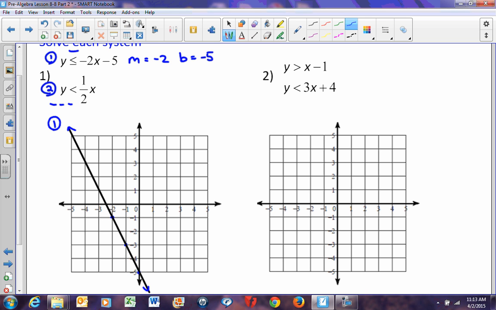Now I'm going to test it so that I can shade it. I can use 0, 0 as a testing point. So if I test 0, 0 on this, I have 0 is less than or equal to 0 minus 5. 0 is not less than negative 5, so I'm not going to shade where 0 is. I'm going to shade where 0 is not, which is this portion of this graph. So that's where I would shade this one.